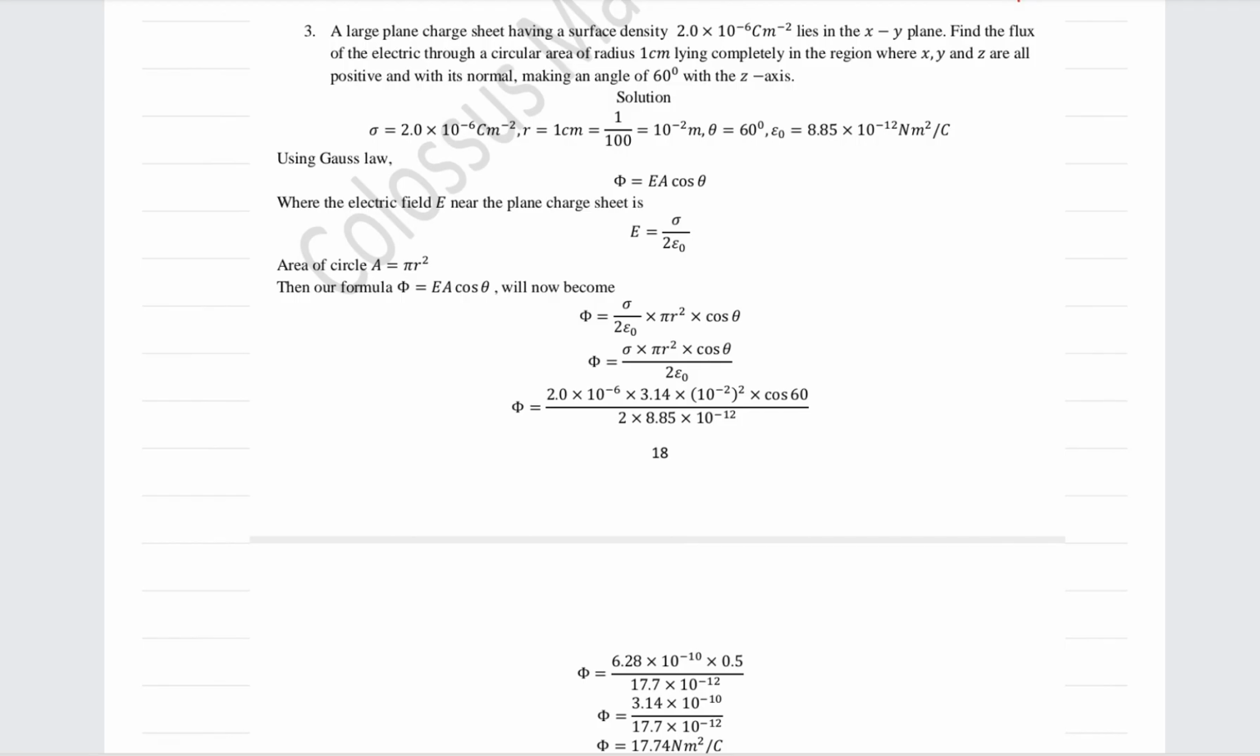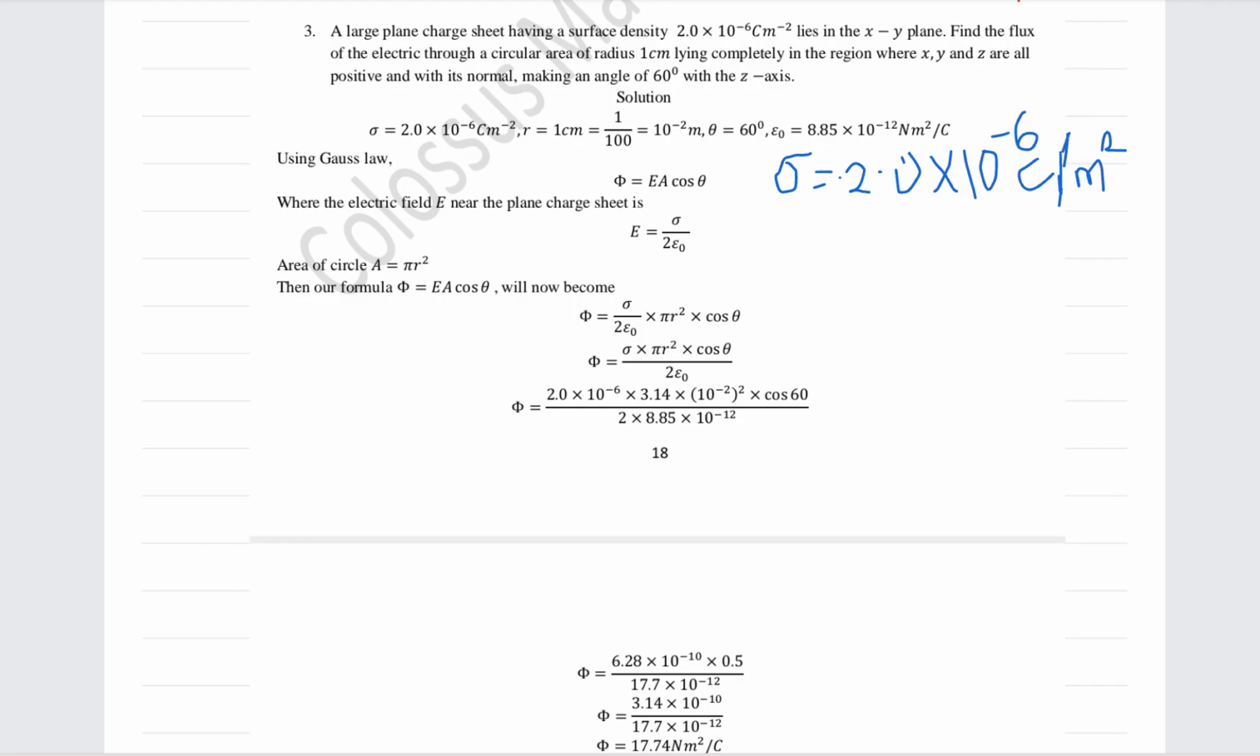It says that a large plane sheet has a surface density. What do we call surface density? We say surface density is denoted by rho. Rho is equal to 2.0 times 10 raised to power minus 6 coulomb per meter square. So that is the surface density.